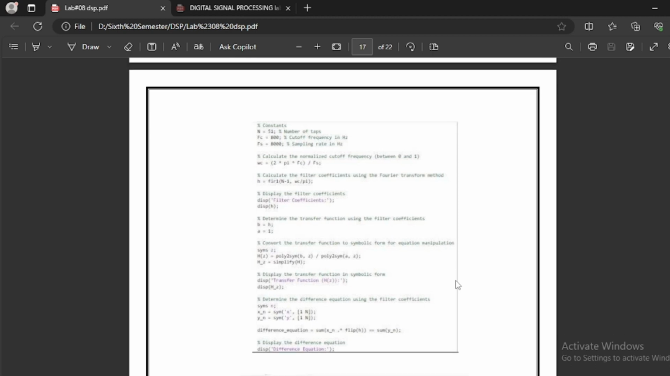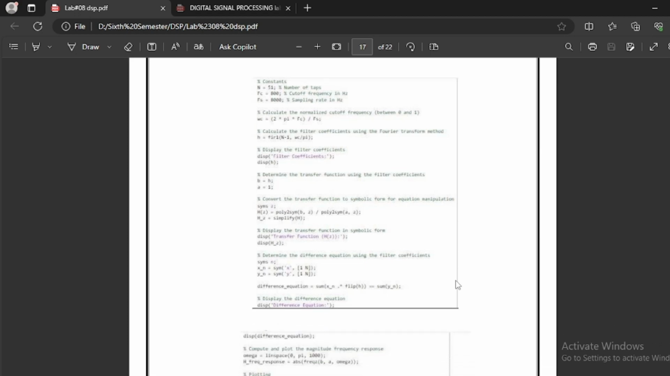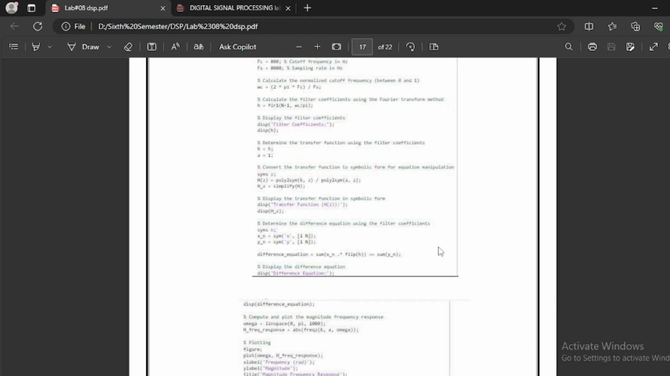In this source code we first define number of taps is equal to 51, then cutoff frequency in hertz, then sampling rate in hertz. Then we use the formula to calculate the normalized cutoff frequency between 0 and 1. Then we define the formula to calculate the filter frequency using the Fourier transform. Then we use the display command to display the filter coefficient. Then we determine a transfer function using the filter. Then convert the transfer function to symbolic. Then we use display command to display the transfer function.